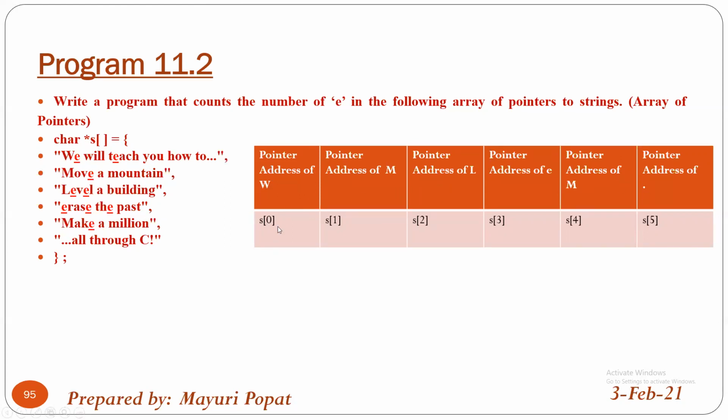So what will be that? S of 0 will be holding the base address of the first string, which is W. So it will be holding the address of W. S of 1 will be holding the address of M. S of 2 will be holding the address of L. S of 3 will be holding the address of E. S of 4 will be holding the address of M. And S of 5 will be holding the address of this starting dot. Okay, so I hope this is clear to you.